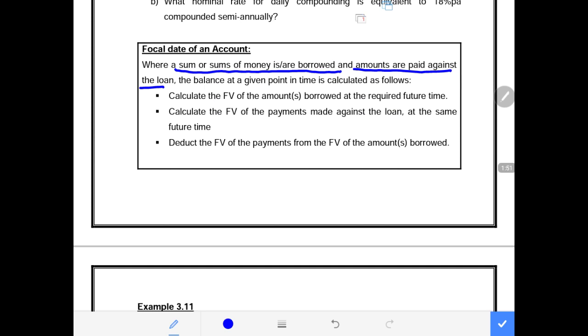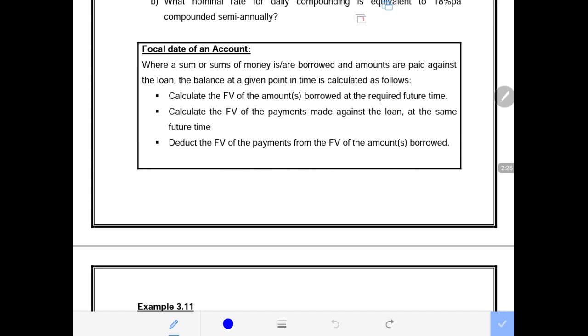So that is what the focal date is, meaning you have a loan that needs to be paid over a period of 8 years, or you want to know how much will be the balance after a given point in time. So this is what we will be focusing on. It says how to deal with the focal date where there's a loan and repayments. What you do, you calculate the future value of the amounts borrowed at the required future time.